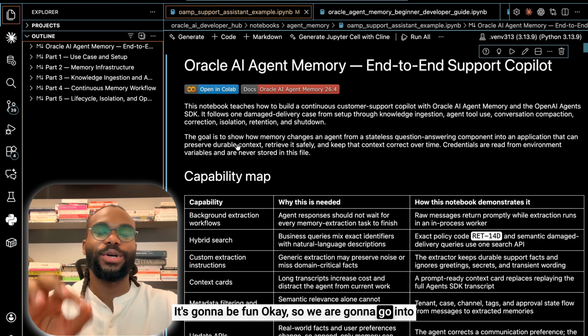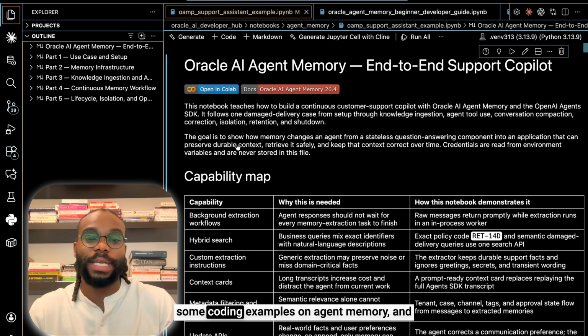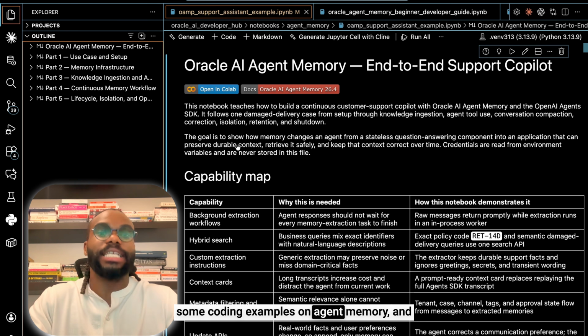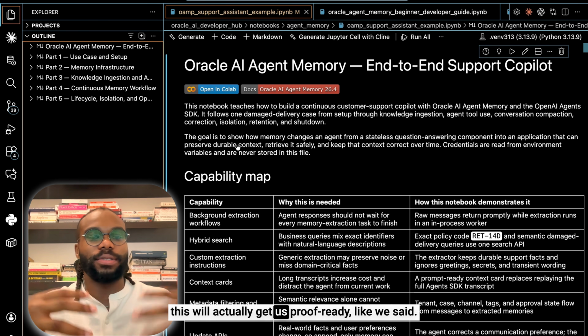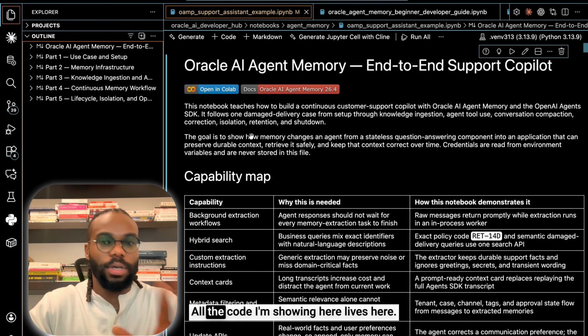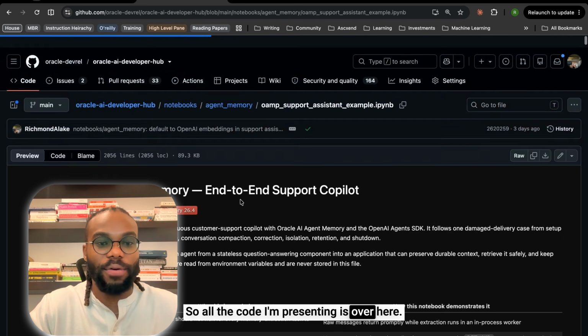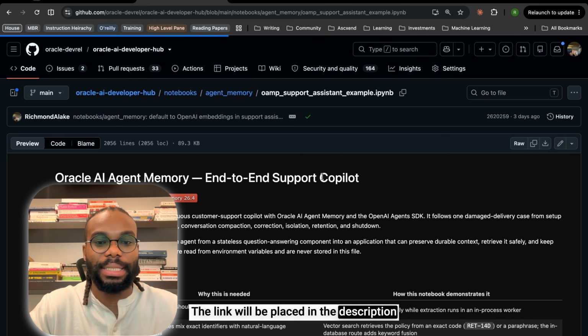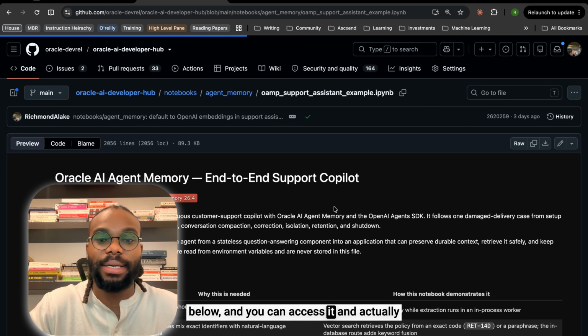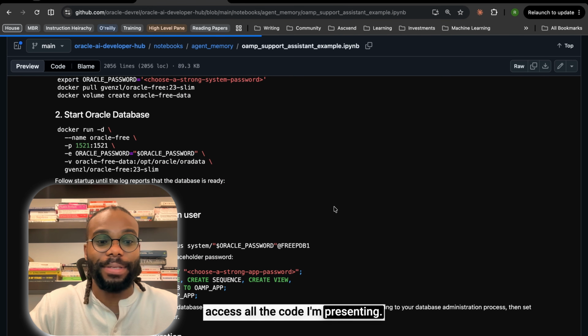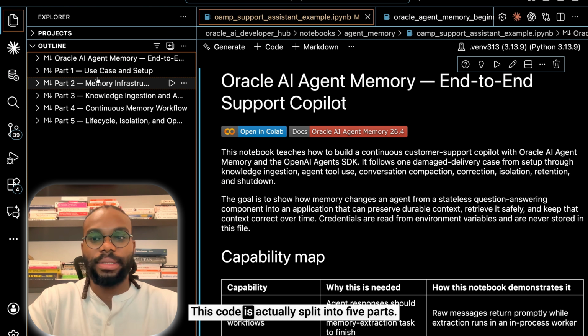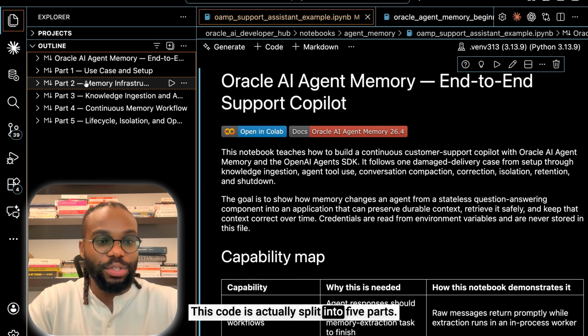Okay, so we are going to go into some coding examples on agent memory. And this will actually get us proof ready, like we said. All the code that I'm showing here lives here. So all the code I'm presenting is over here. The link will be placed in the description below and you can access all the code I'm presenting. This code is actually split into 5 parts.